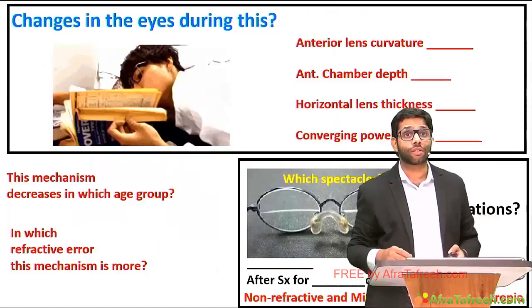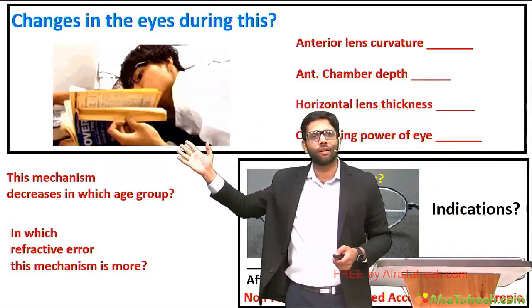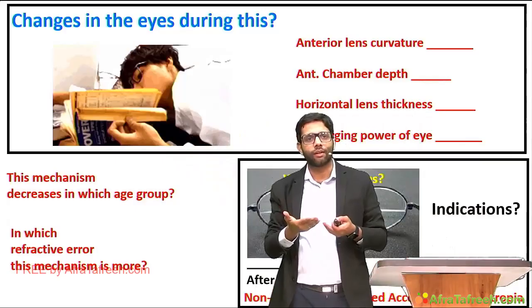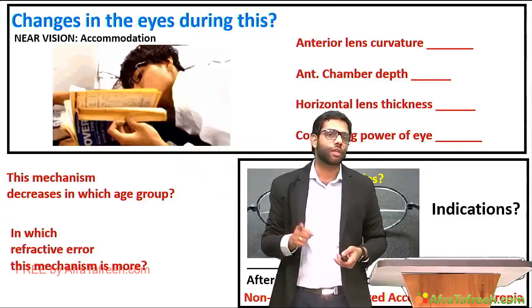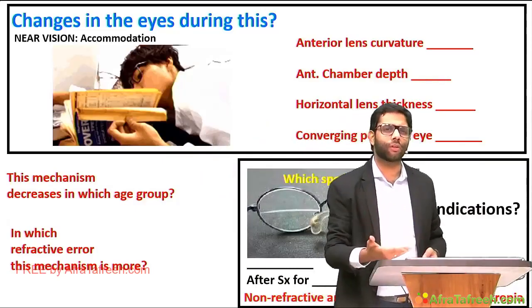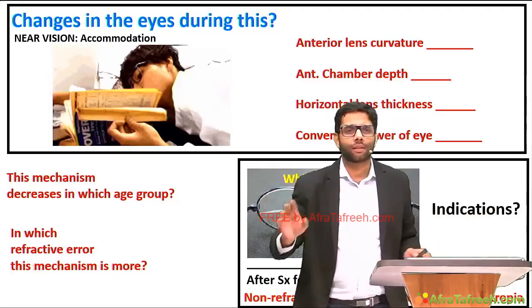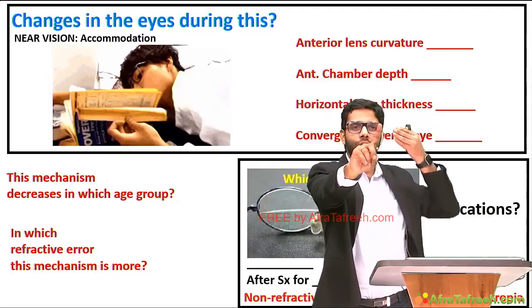Now, what are the changes in the eye during this? What is this? You're reading. That is near vision, also known as accommodation. Your eyes are accommodating for near. So what happens when the eyes are relaxed? If you want to see any object, the rays are focused on the retina.